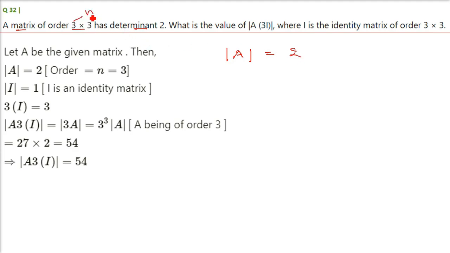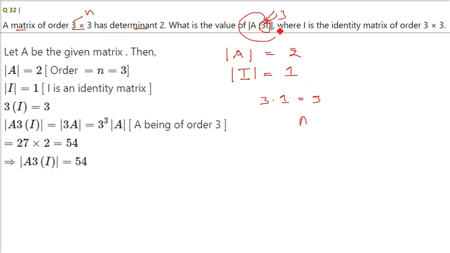The order is n, 3. Now the identity matrix is 3 by 3, so you have 1, 1, 1 in the diagonal, you multiply them and you'll get identity always as 1. If you take the determinant also, it will always be 1. So I is the identity matrix. Now what is 3 into I? 3 multiplied by identity matrix, which is actually equal to 3. So you got this value as 3.